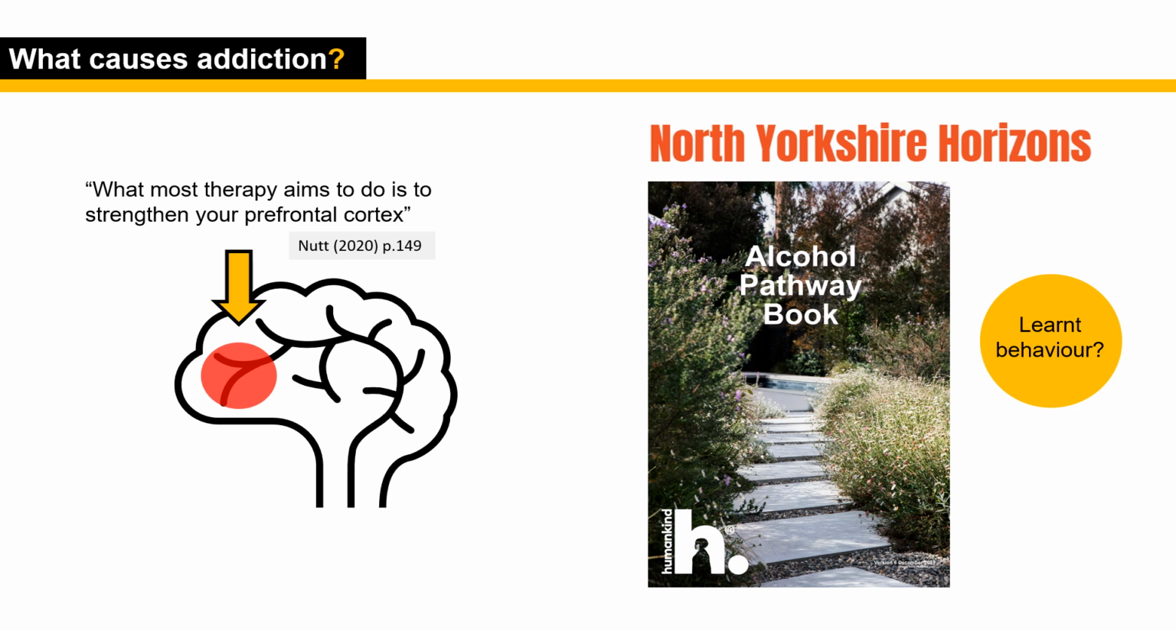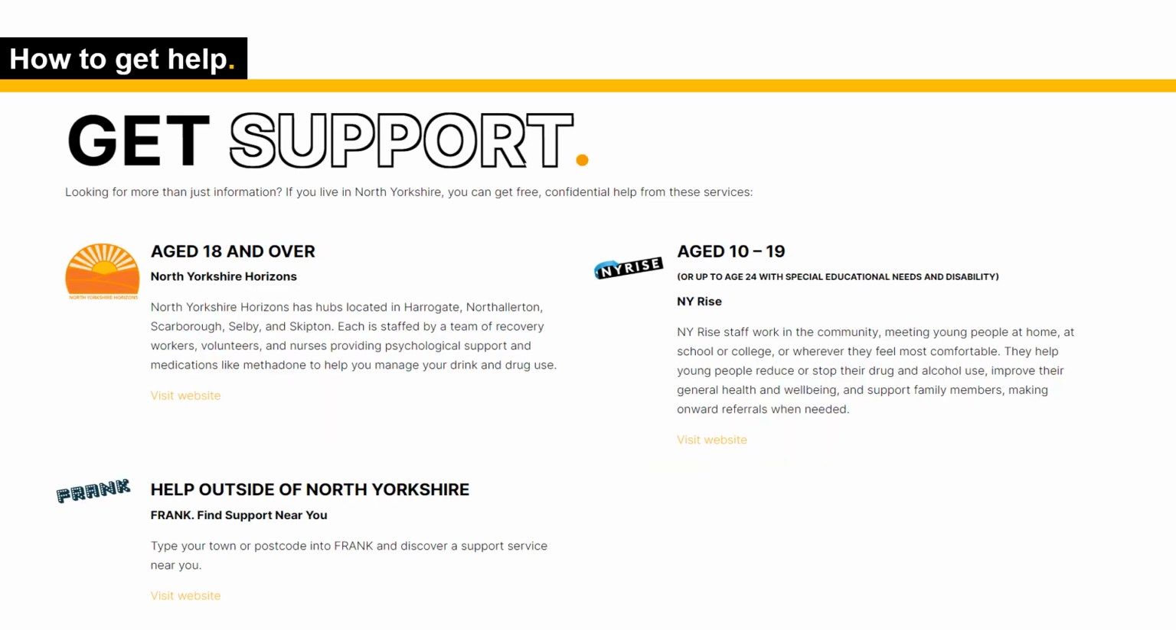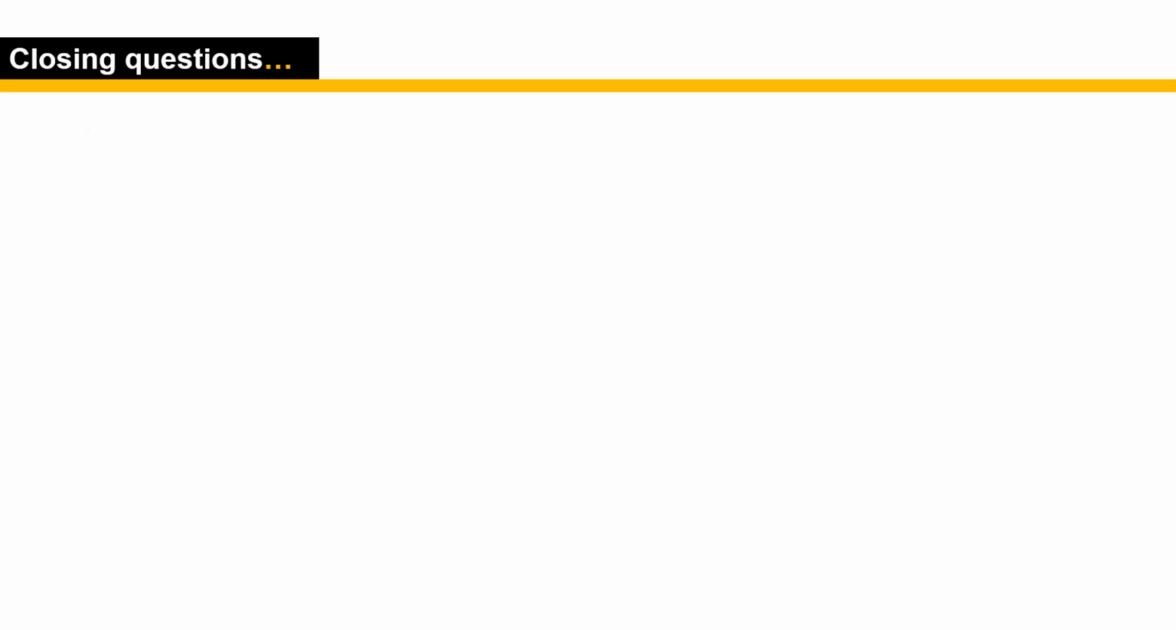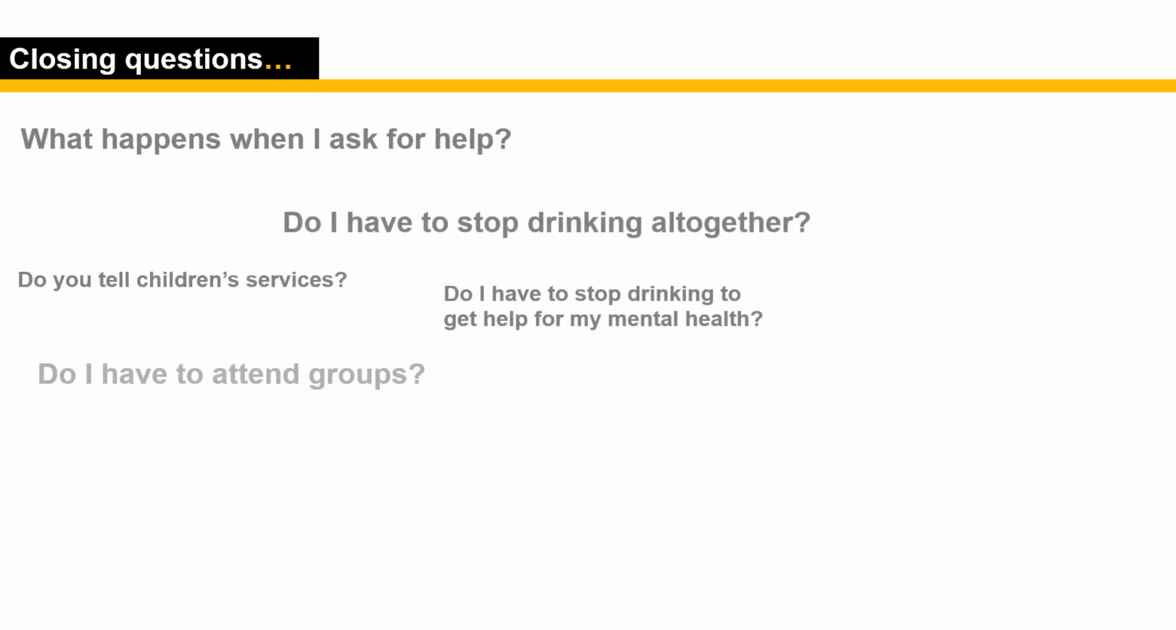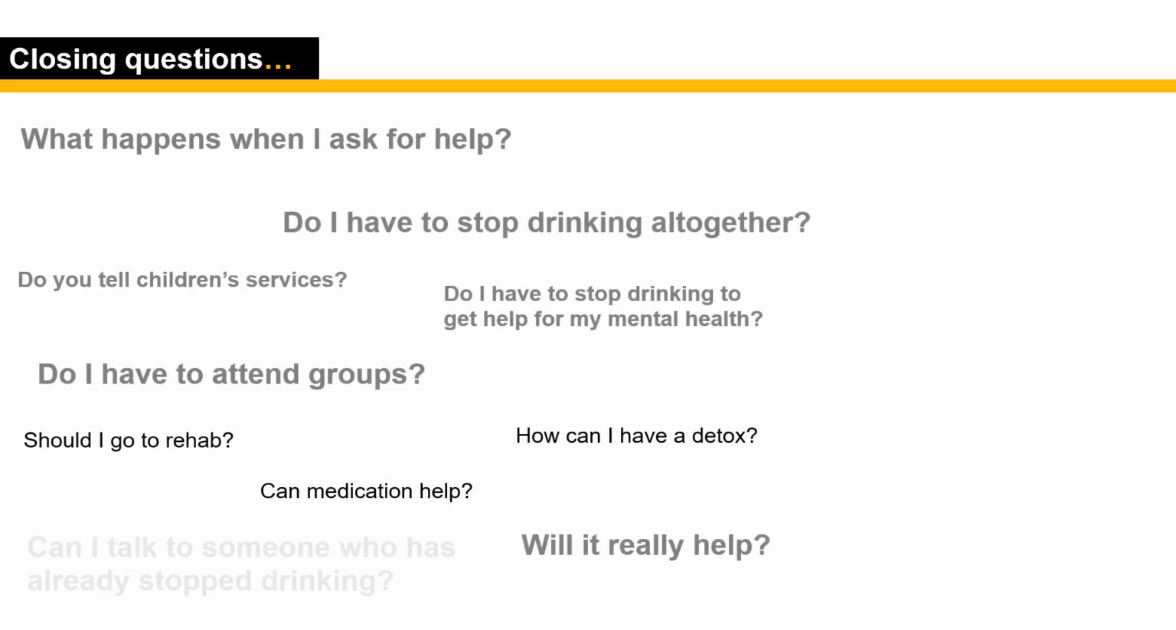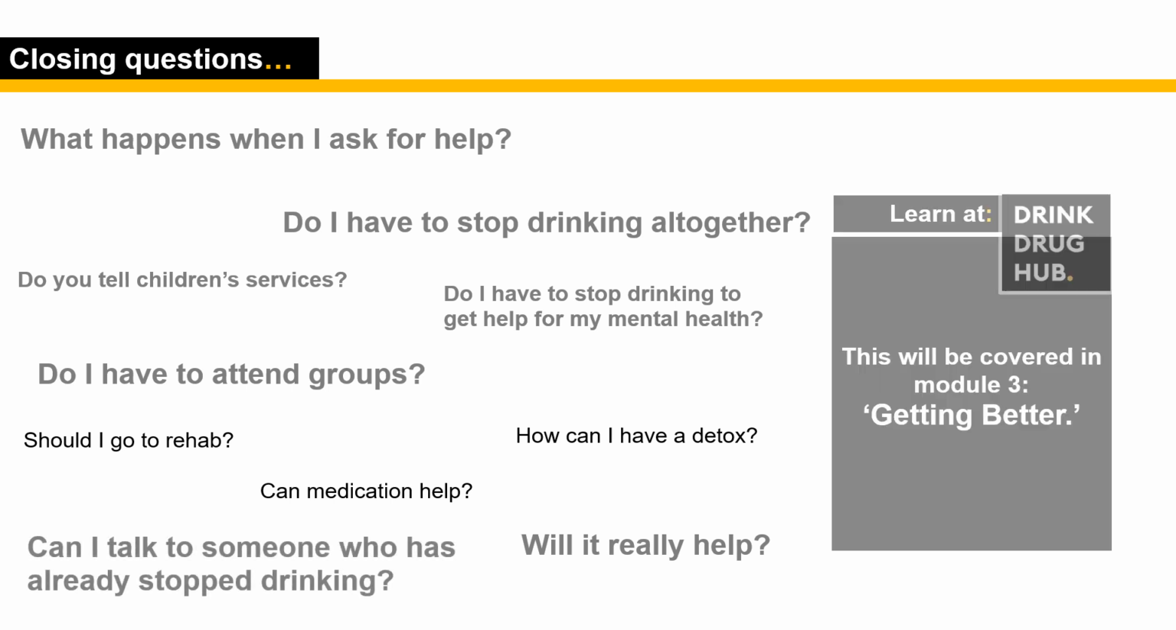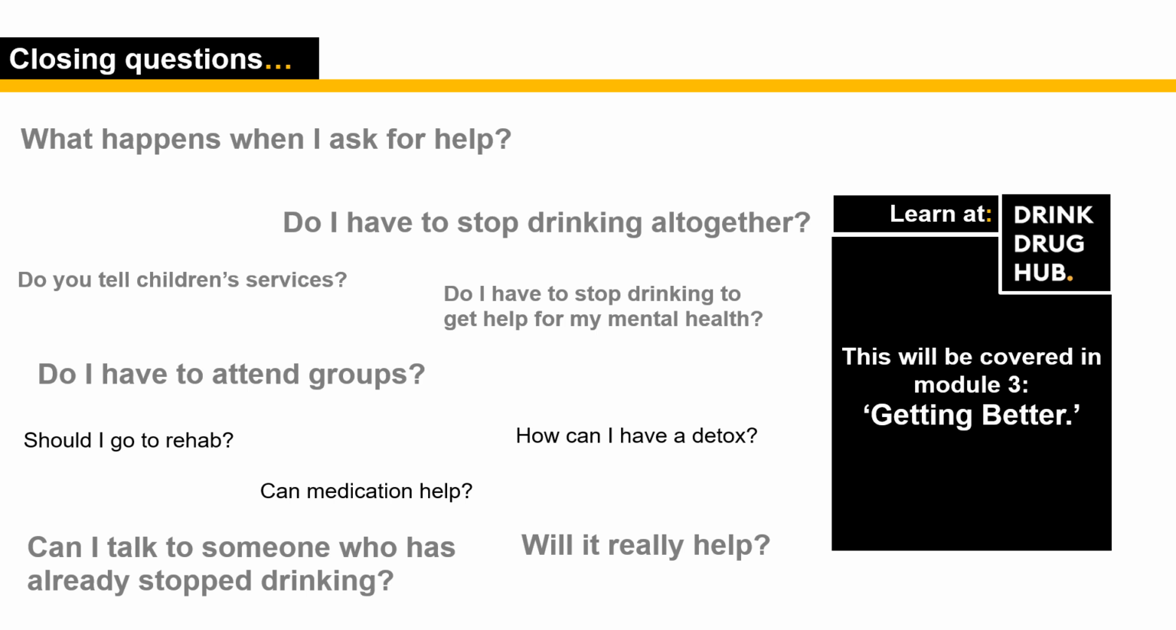Now, this is starting to talk a lot more about support that you can get around alcohol use issues. And you can get that through North Yorkshire Horizons, and if you're a young person, you can get it through NY Rise. If you're not within North Yorkshire, you can find your local service through Frank. And again, we have all this listed on Drink Drug Hub. But if this is you, you might start finding you have lots of questions to ask about what happens when you attend drug treatment services. And you can see those populated on the screen there. What I will say is these are all questions that we tackle in the final module in this series called Getting Better, and that's available to book now.